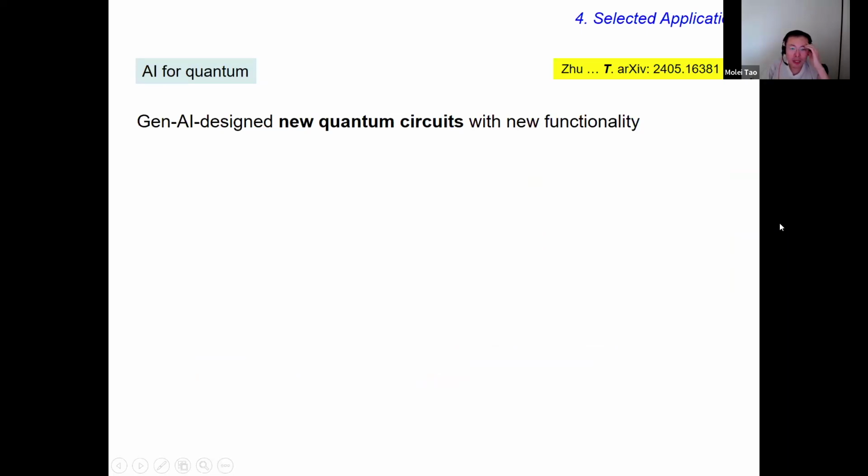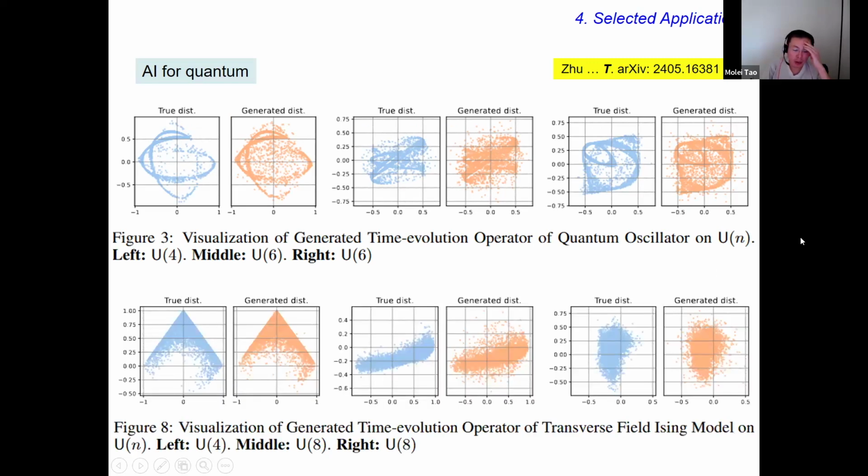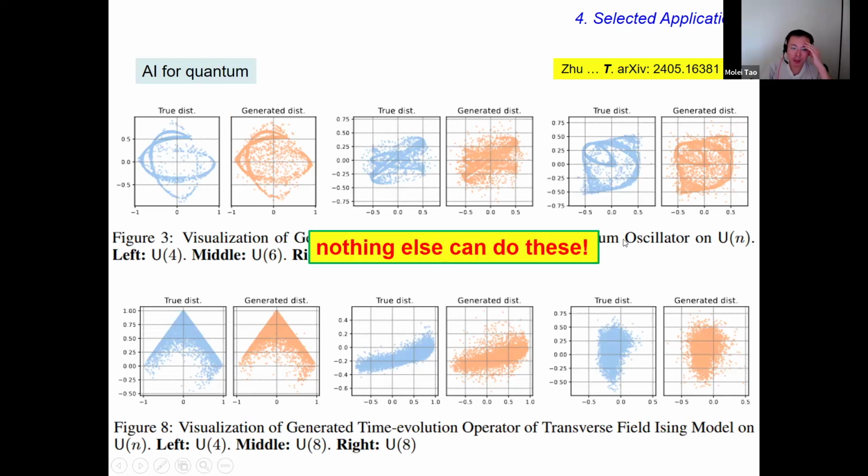Finally, let me finish up with what I promised. I want to generate quantum circuits with new functionality. Quantum circuits are things that live on the unitary group. So we can actually do generative modeling on the unitary group, because the unitary group is a Lie group. Let me not say too much technical stuff, but we get excellent results. And our approach is sort of the only approach available on the market that can actually do this.